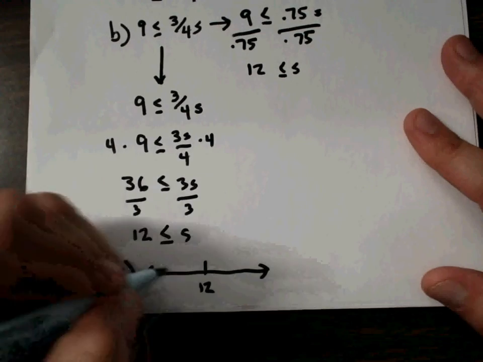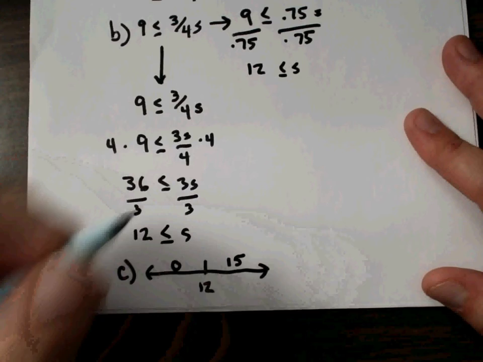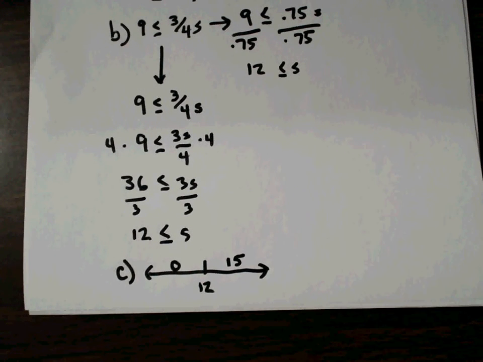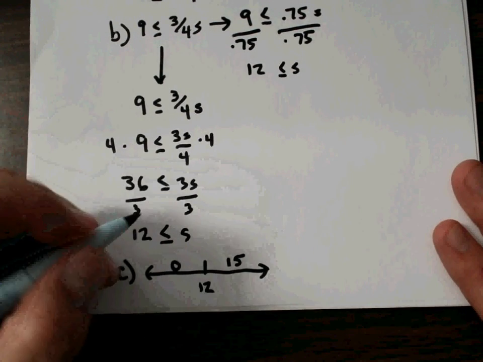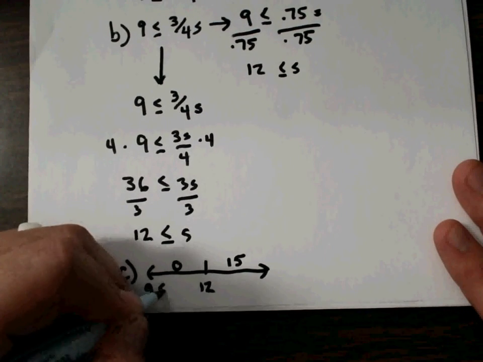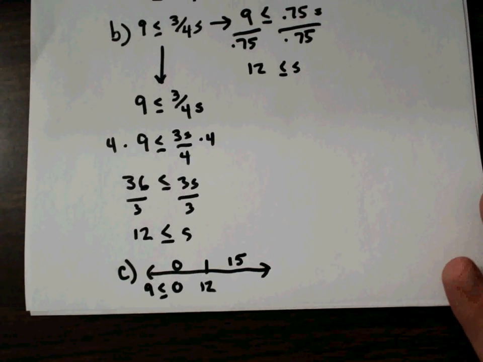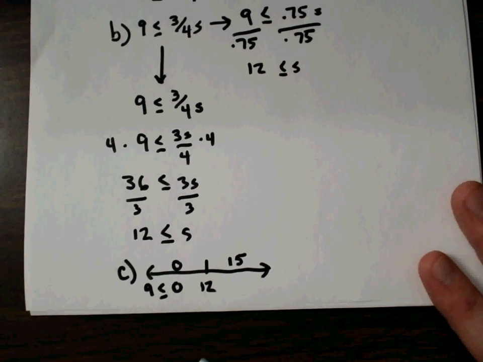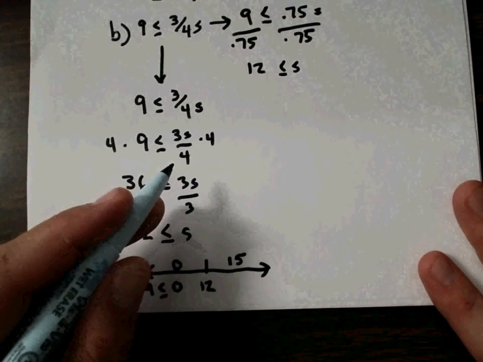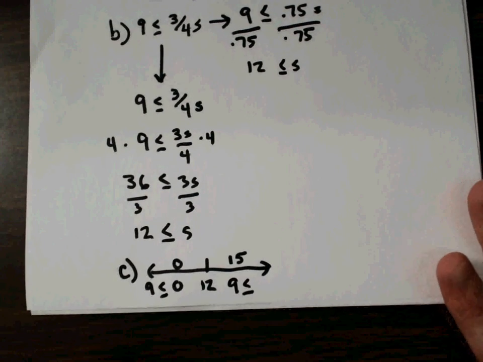Okay, so I'm going to put 12 in the middle. Number to the left is 0. Number to the right, we'll pick 15, because I don't want to pick 13 because that's unlucky. So we'll pick 15. All right, I plug 0 into my original equation. That's going to give me 9 less than or equal to 0. Is that true? That's not true.